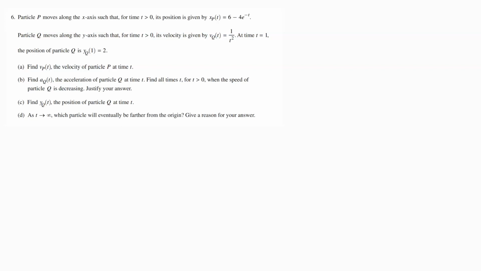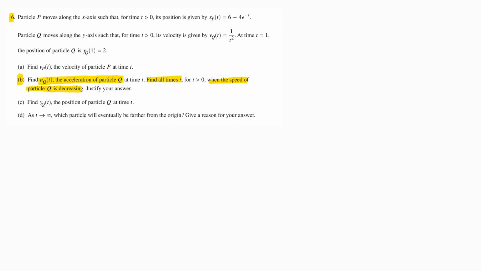This video covers question 6, part B of the 2022 AP Calculus AB free response section, no calculator allowed portion. Part B here really has two pieces to it. The first thing they want us to do is find the acceleration of particle Q. And then the second part is going to ask us to find all the times when the speed of particle Q is decreasing. So we really have two questions in part B, and we'll take on the first part about finding that acceleration.